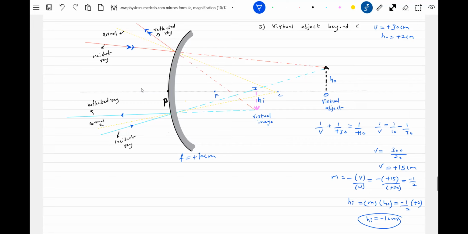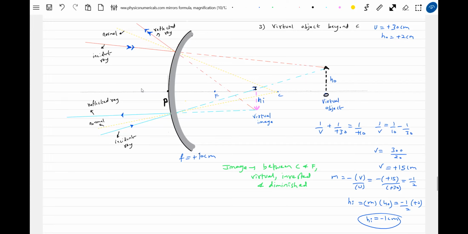I got a negative sign. So what is the conclusion I should make? Whatever the image is, it will be between C and F, virtual, inverted, and diminished. So got the idea? This one. Where is the object? Object is kept somewhere beyond C, and the final image is formed between C and F.